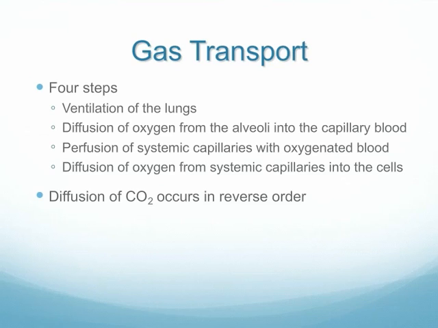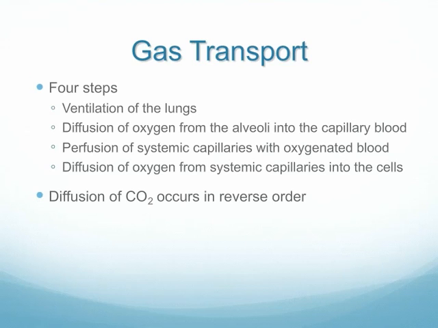Four steps to gas transport. We have to ventilate the lungs. Then we get diffusion of oxygen from the alveoli to the capillary blood. Then we get perfusion of the systemic capillaries with oxygenated blood, and then diffusion of oxygen from the systemic capillaries to the cells. So can you see those four distinct processes? Anything that happens with any one of these processes is going to affect how much oxygen gets to the patient's cells. So we have to be paying attention to each and every one of these four steps in order to assure that our patient is getting enough oxygen to the tissues.